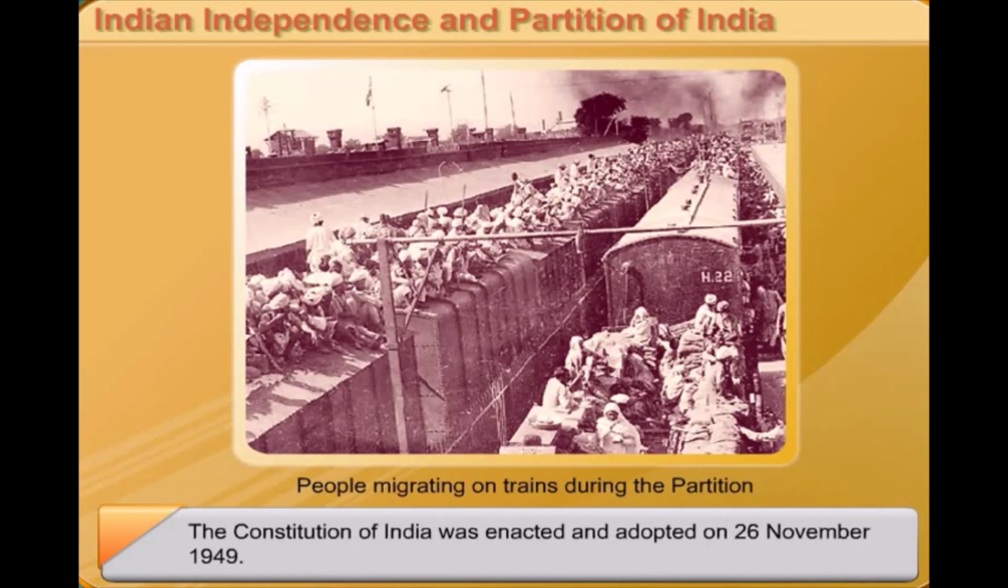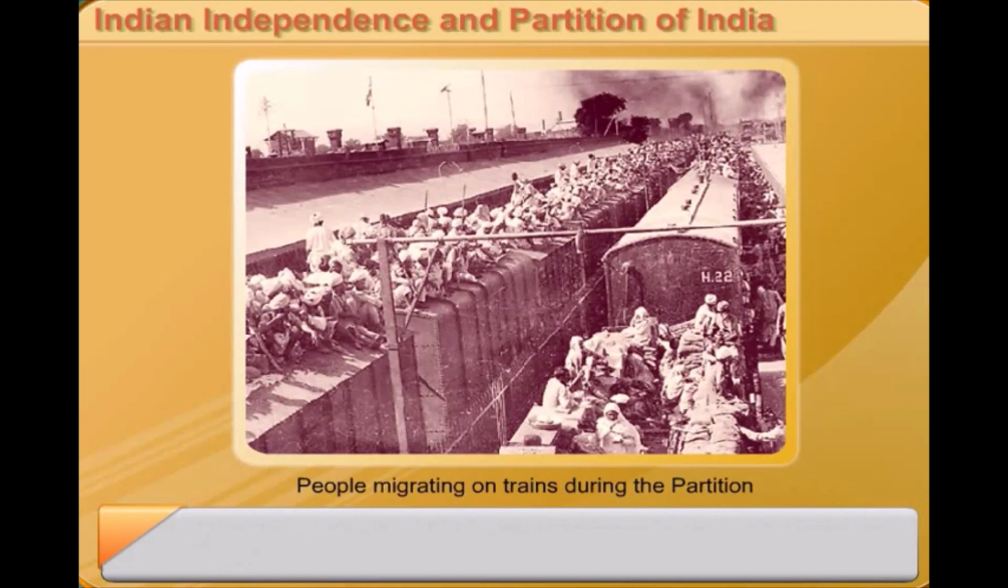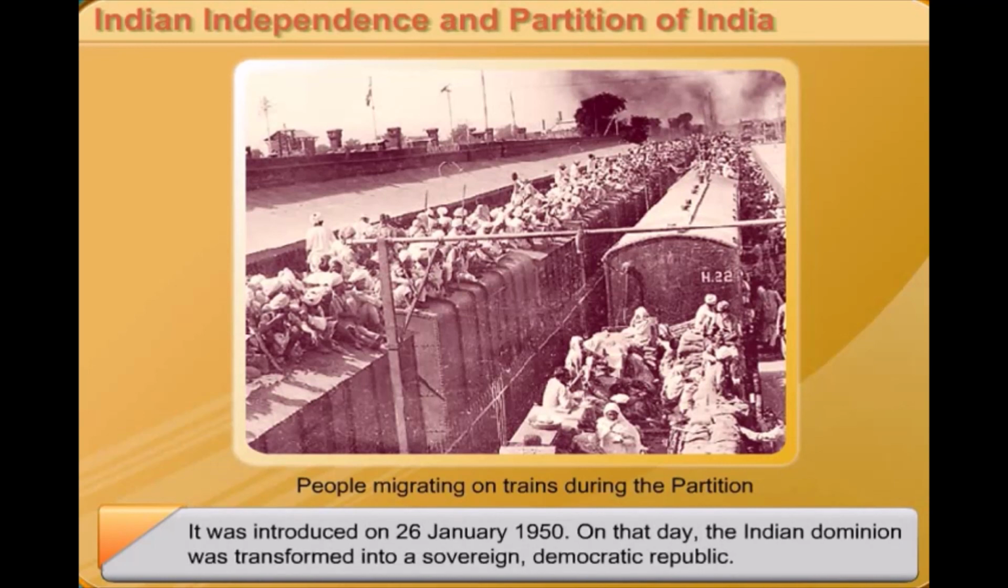The Constitution of India was enacted and adopted on 26 November 1949. It was introduced on 26 January 1950. On that day, the Indian Dominion was transformed into a sovereign democratic republic.